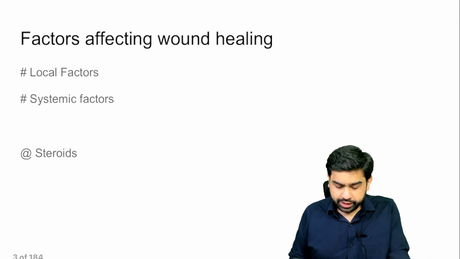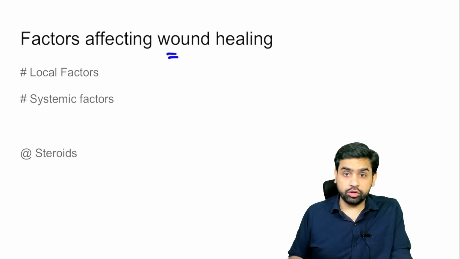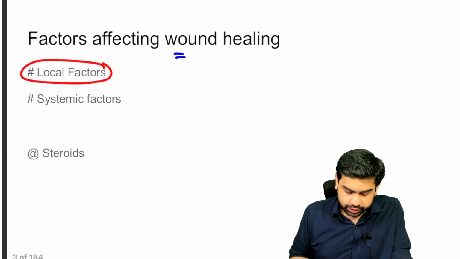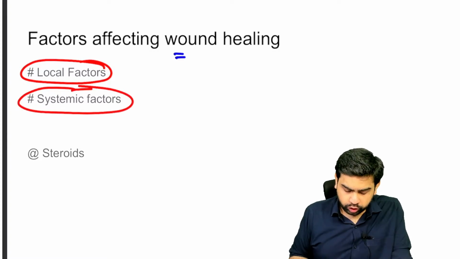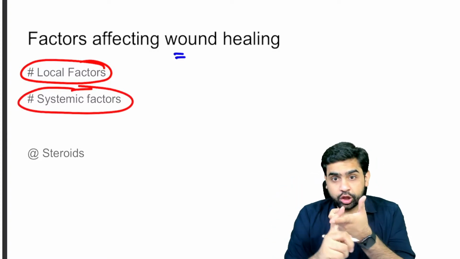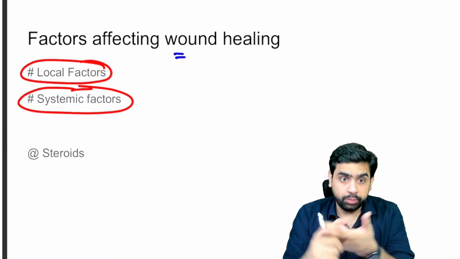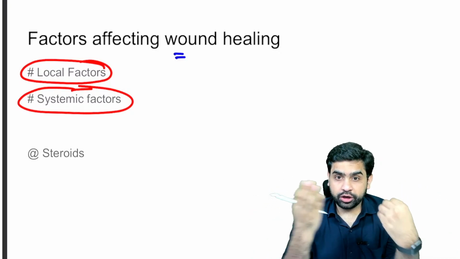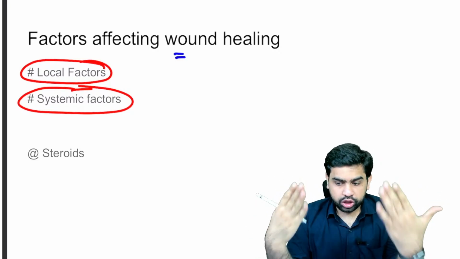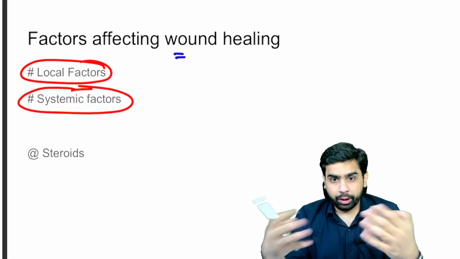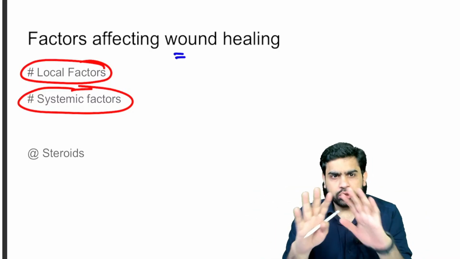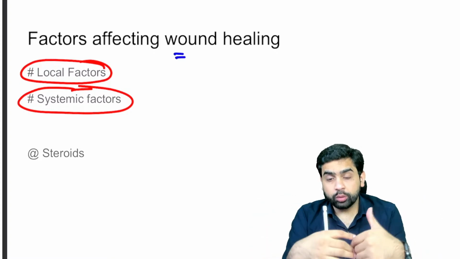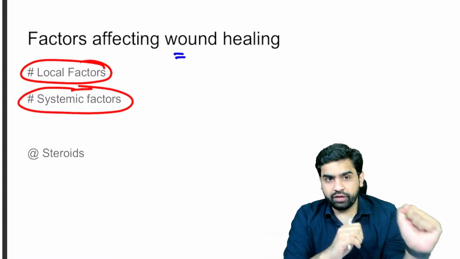Then let's talk about the factors which affect wound healing. Broadly, there are local factors and systemic factors. What are the local factors? Whether that tissue is receiving an adequate blood supply, or whether the oxygen or hemodynamic status of the patient is good or not. For example, if the patient is in a state of shock, the healing is going to be poor. Those are the local factors, which we are not going to talk about in an elaborate manner.